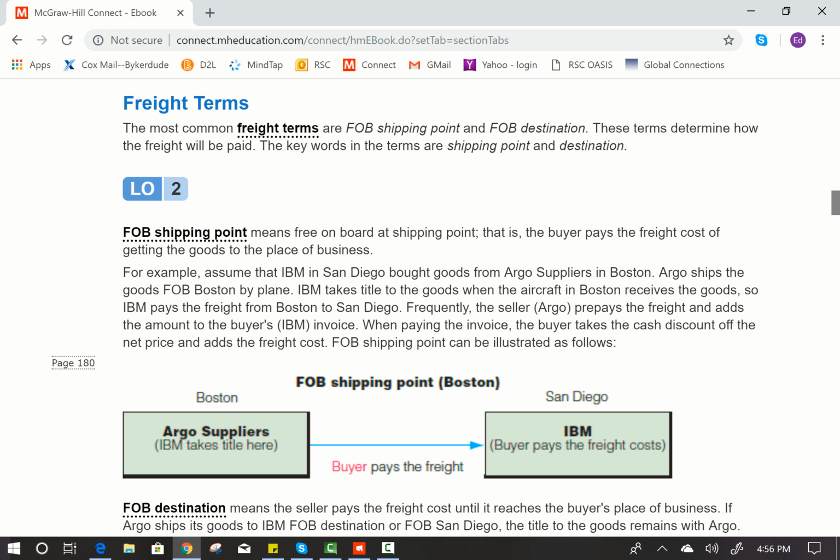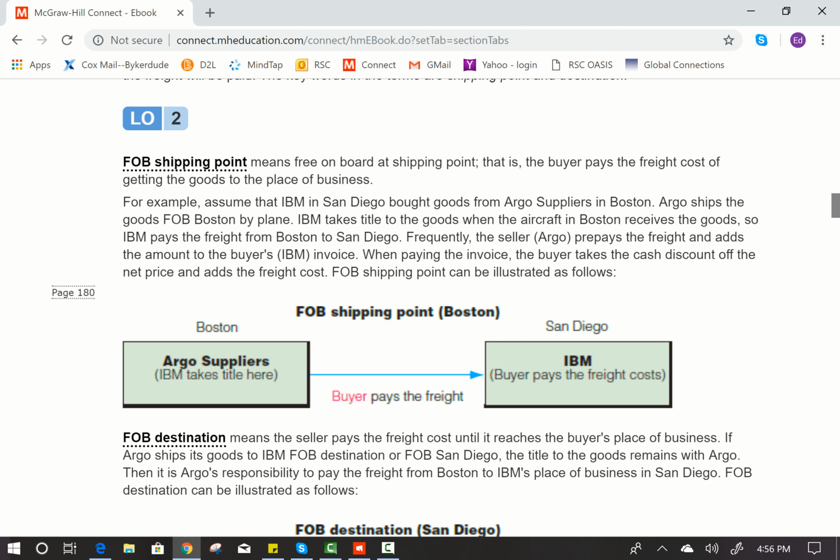That is, a buyer pays the freight cost of getting the goods to the place of business. For example, assume that IBM in San Diego bought goods from Argo Suppliers in Boston. Argo ships the goods FOB Boston by plane, and IBM takes the title to the goods when the aircraft in Boston receives the goods, so IBM pays the freight from Boston to San Diego. Frequently, the seller, Argo, prepays the freight and adds the amount to the buyer's invoice. When paying the invoice, the buyer takes a cash discount off the net price and adds the freight cost.